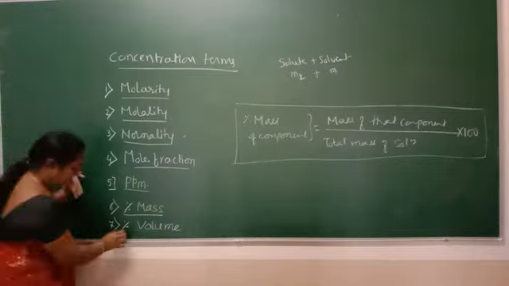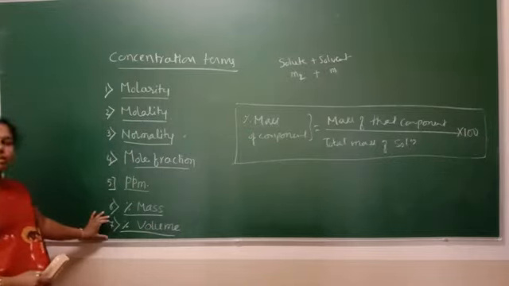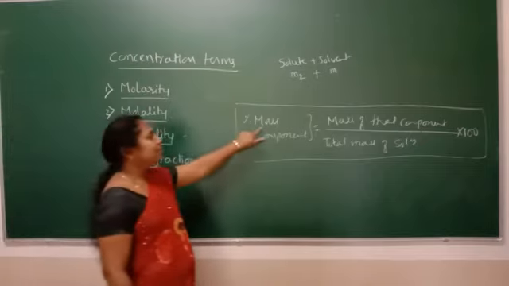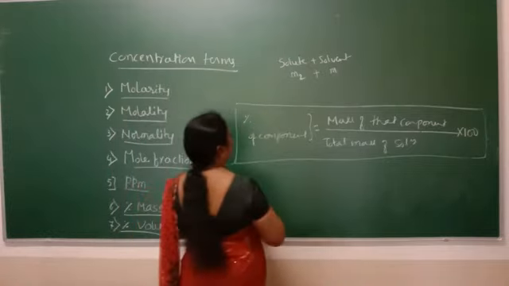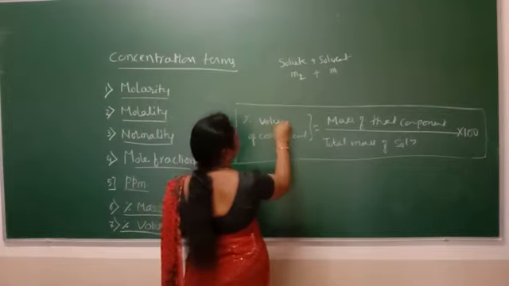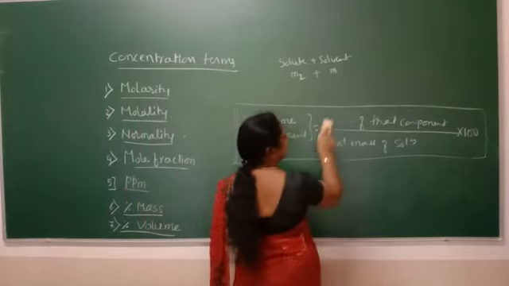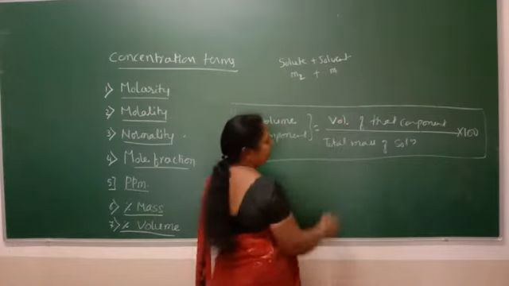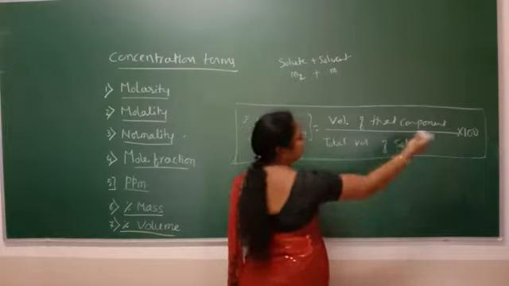And finally we will go through the percentage volume. To find out this percentage volume, that is the concentration of any solution in terms of percentage volume, instead of mass, we have to take the volume. So percentage volume of any component is equal to volume of that component divided by total volume of solution into 100.